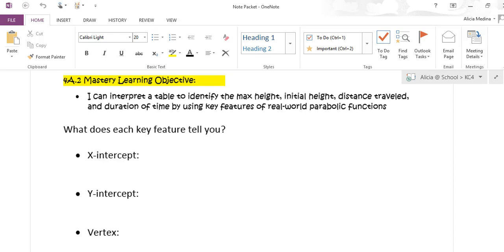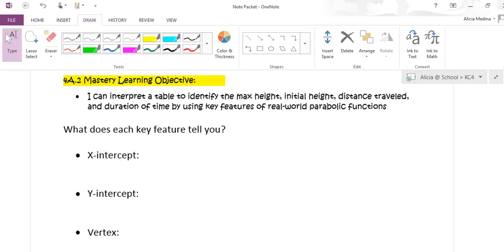Hey guys, in this video we're going to be covering Target 4A.2. Our mastery learning objective is: I can interpret a table to identify the max height, initial height, distance traveled, and the duration of time by using key features of real-world parabolic functions.